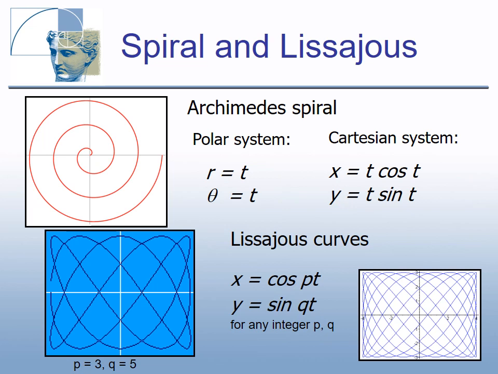Two more parametric curves are a spiral and a family of Lissajous curves. From the example of the Archimedes spiral, it can be seen that the polar system makes it simpler to describe some curves. Another famous curve, described by the French mathematician Lissajous, is better described in Cartesian coordinates.